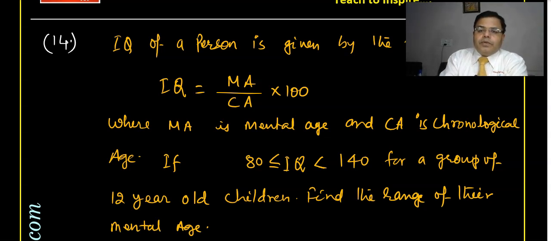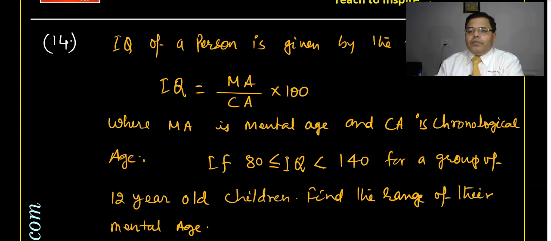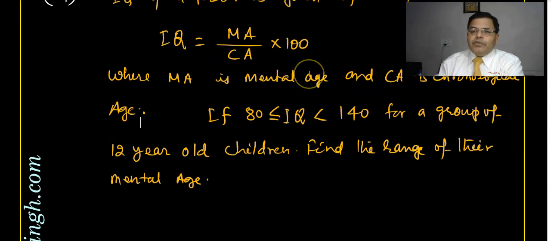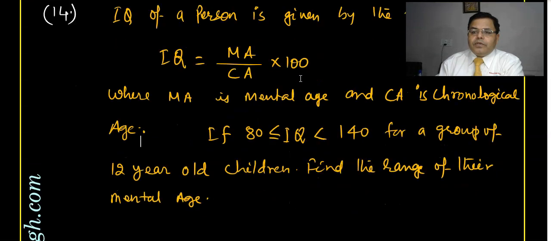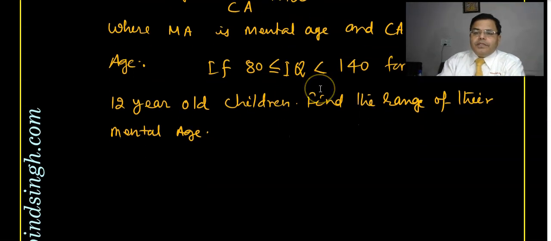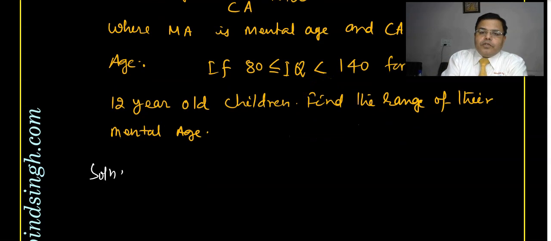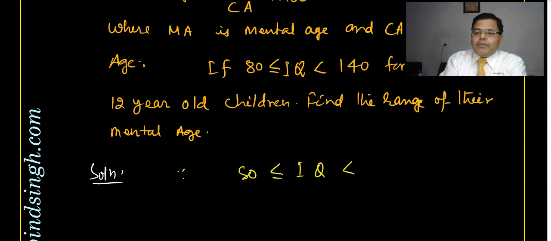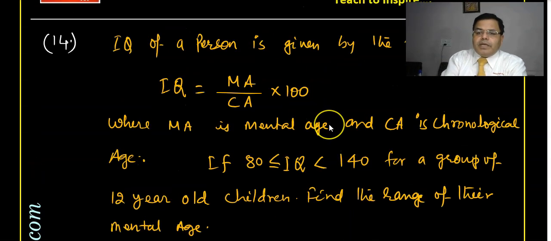So if IQ is like this, so what to do? IQ lies between these values. Chronological age is given and mental age is also to be found. Chronological age is the same for everyone, right? So mental age is to be calculated. Now the solution is, since IQ is greater than 80 and less than 140, right? This is what is given here. Greater than 80 and less than 140. Less than equal to 140.